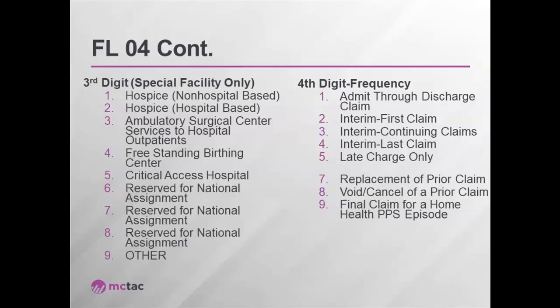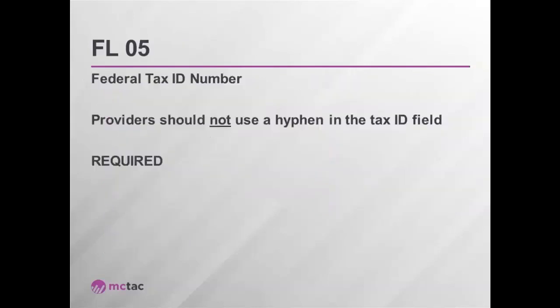Because if you're billing as a clinic and for whatever reason they have you indicated as a hospital, that would be a mismatch and a potential denial and a delay of payment. So you really want to be, again, in communication with the managed care organization to make sure those kinds of numbers and codes line up appropriately. Moving on through, field 5 is your federal tax ID number, so make sure you populate that and use a hyphen in the field.